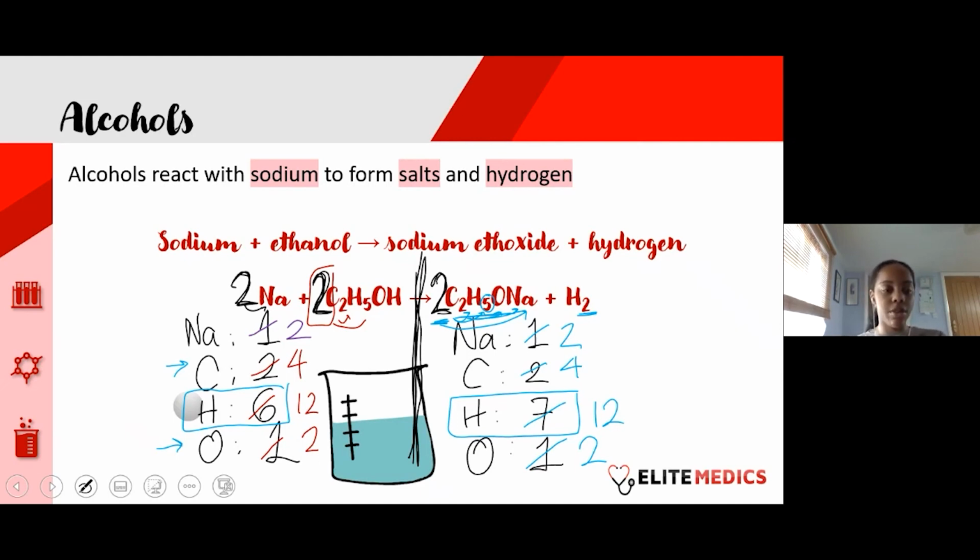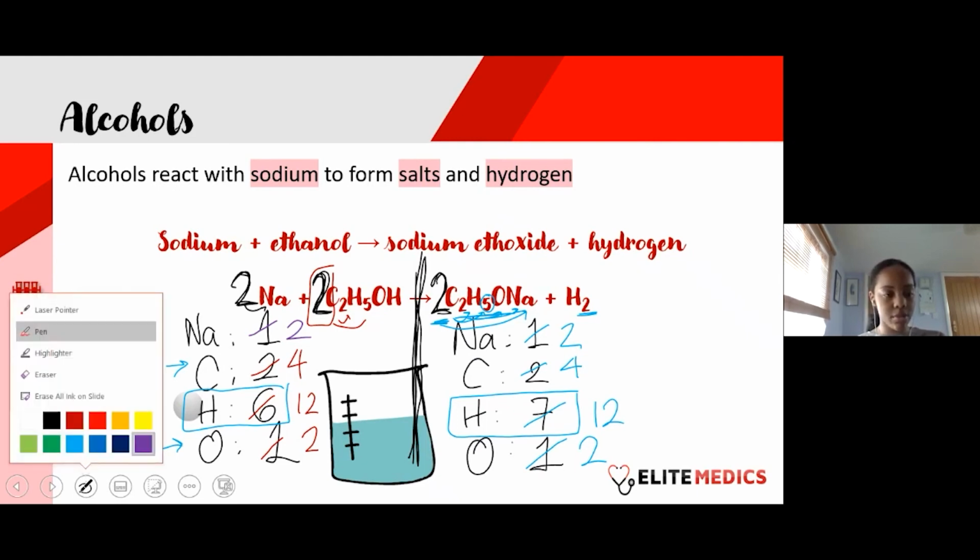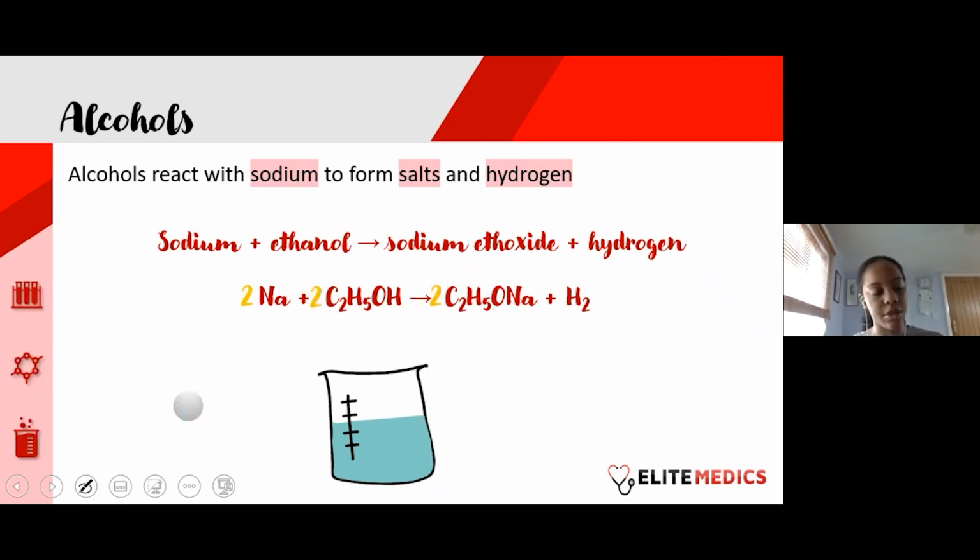So I'm going to get rid of this in 3, 2, 1. And this is our fully balanced equation that you'll see. But in general, the majority of the things that I want you to take from this slide is alcohol plus sodium makes salt and hydrogen.